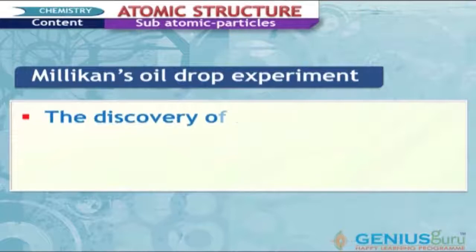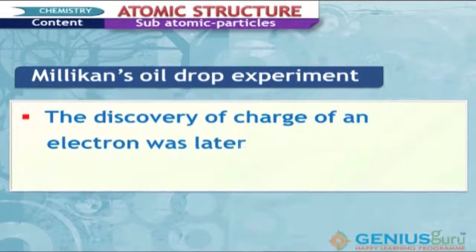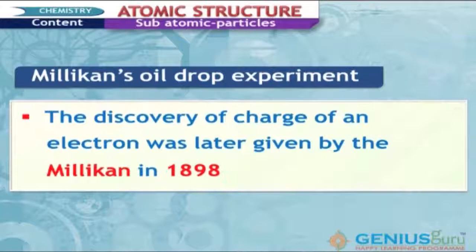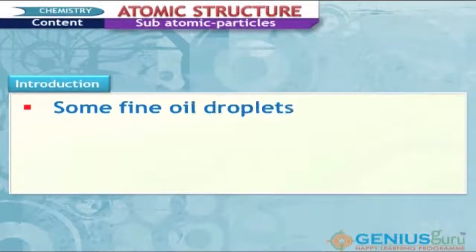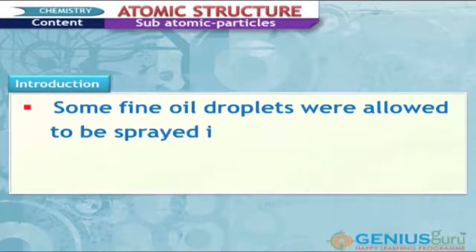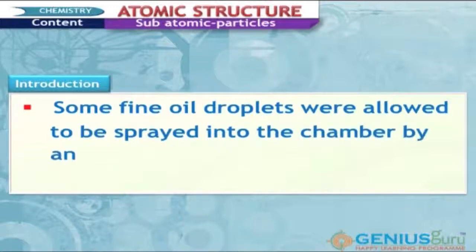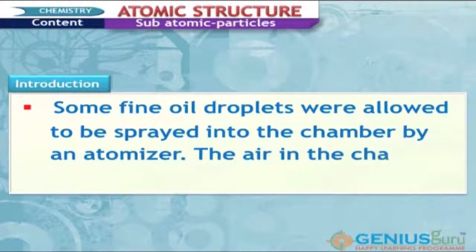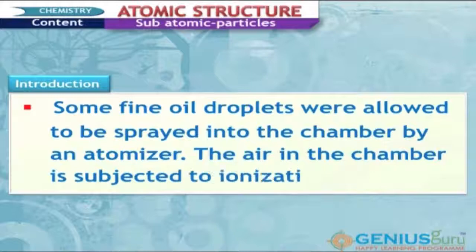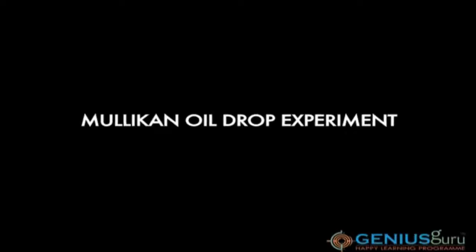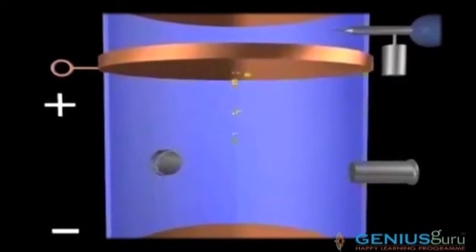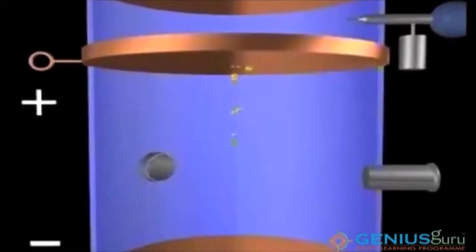The charge of the electron was later determined by Millikan in his experiment. In this experiment, he took some fine oil droplets, which were allowed to spread in the chamber using an atomizer. The air in the chamber is subjected to ionization by X-rays. Let us see the experimental arrangement of the Millikan oil drop experiment. Look at this. This is the schematic representation of the apparatus used by Millikan.